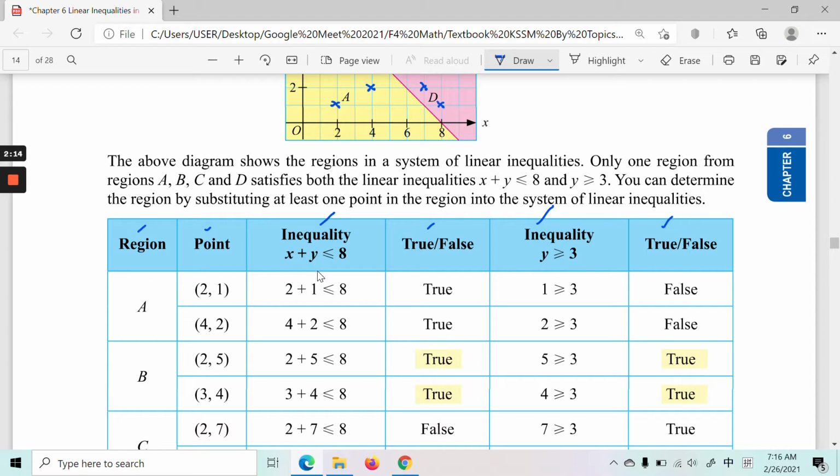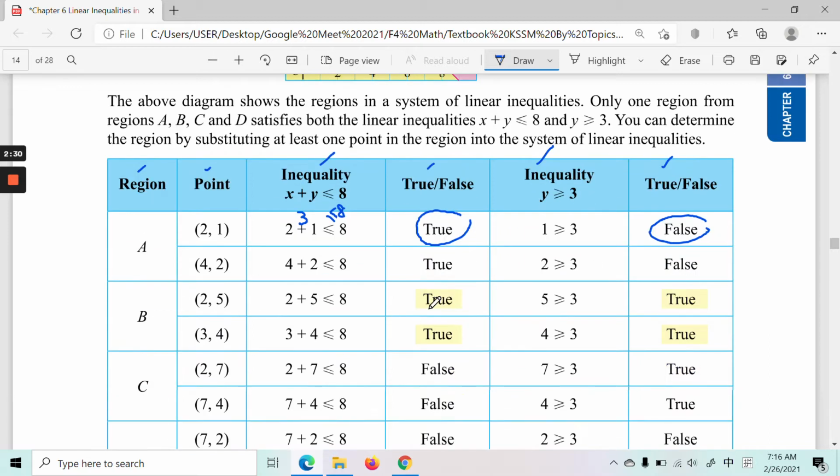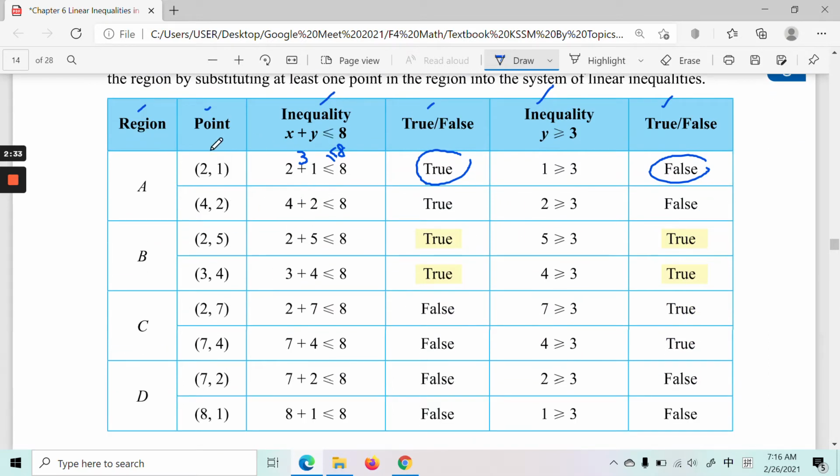You look at this inequality. Is that true? 3 is less than or equal to add, so the answer is true. So I write true here. And then for this one, my y is 1. So 1 is greater than 3 is false. So true, false. Okay, I already built this table. Next, this example is just the same as just now.